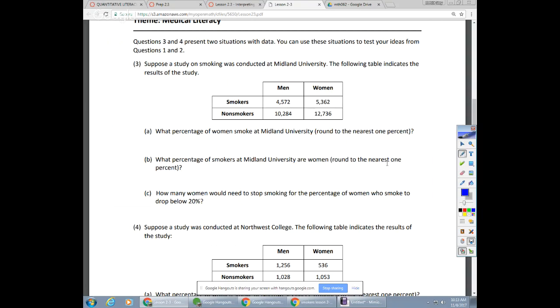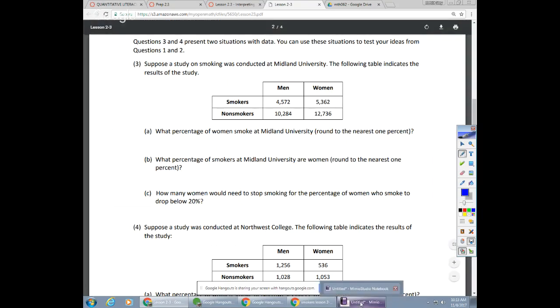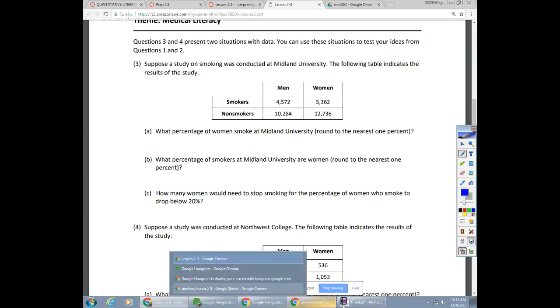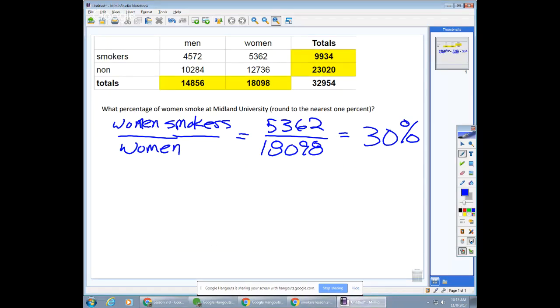Okay, what percentage of smokers are women? So here, smokers is the audience. We want to know which ones are women. So looking back at my table here, screenshot that question.